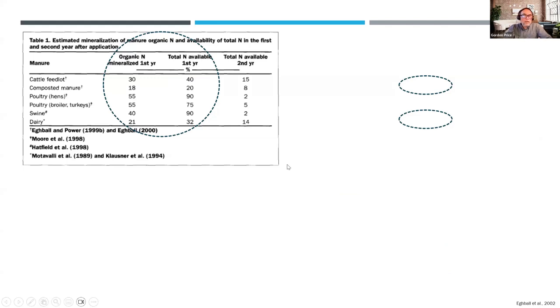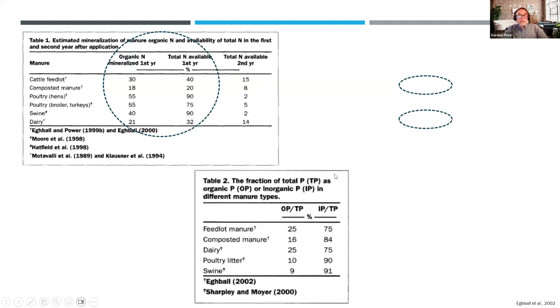So when we're thinking about that mineralization, there's a lot of literature out there that helps us understand the availability of these nutrients and when, and it's not 100% release. In this table, number one, we can see that total N available in the first year for different types of manures will vary anywhere from as low as 20% for composted manure, remembering composted means that it's already been more fully decomposed, all the way up to a raw material like the swine manure, where 90% of the nitrogen becomes available in the first year. But there's also a carryover supply that occurs in year two.